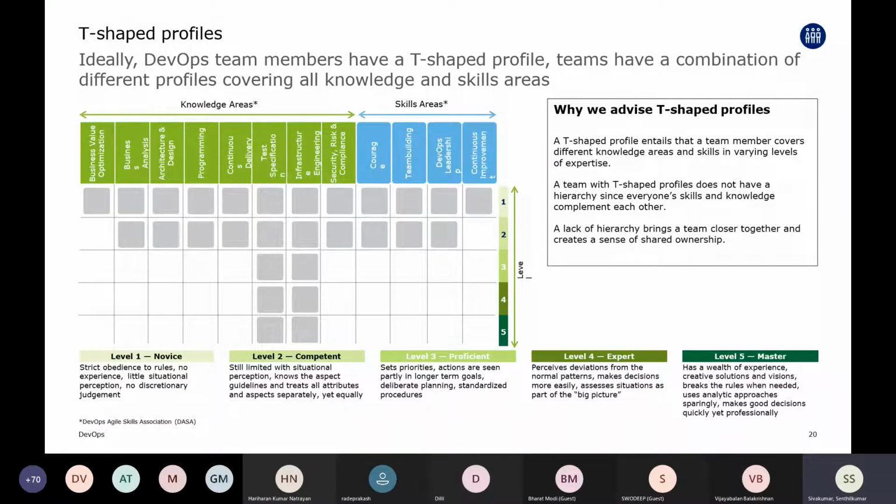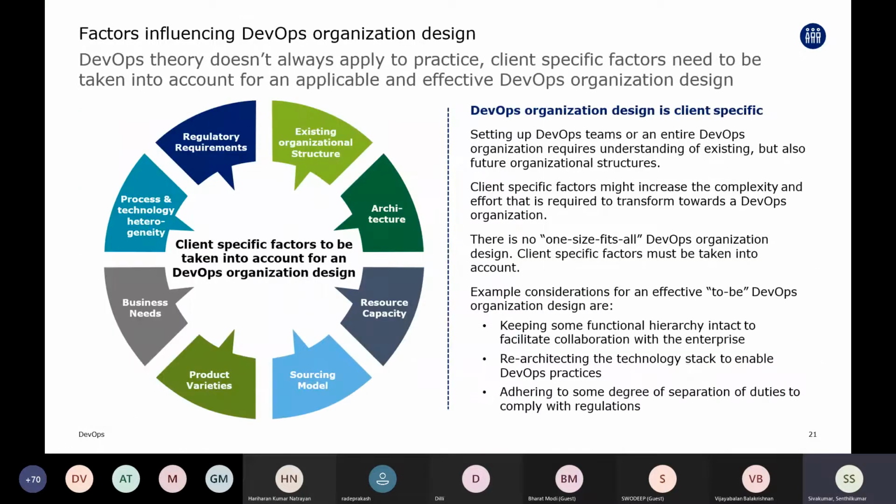and they know how to give the trainings for the skill set and make the project be delivered on time. So T-shaped profile is the method to follow to identify the skill set for each area, from operation sides to development sides and testing sides as well. So this method will mainly be used to identify the resource capacity planning plus skill set measuring things. And factors influencing DevOps organization design.